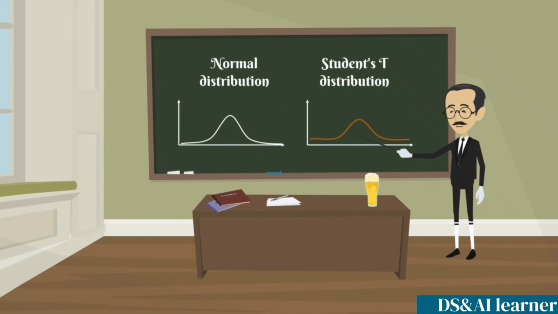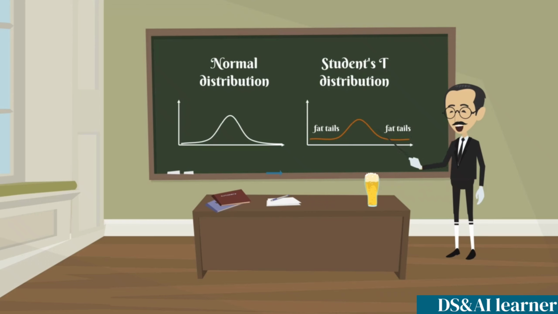Alright, visually, the Student's t distribution looks much like a normal distribution, but generally has fatter tails. Fatter tails, as you may remember, allows for a higher dispersion of variables, and there is more uncertainty.